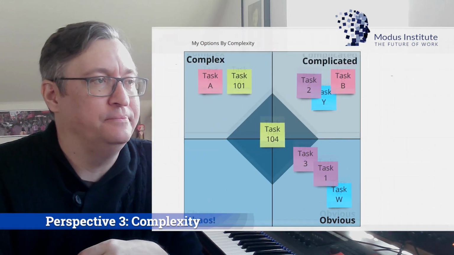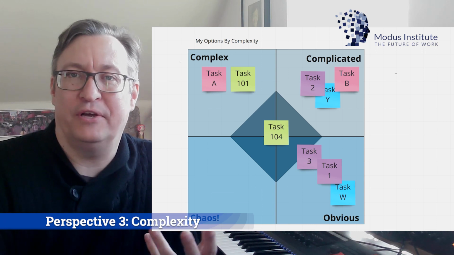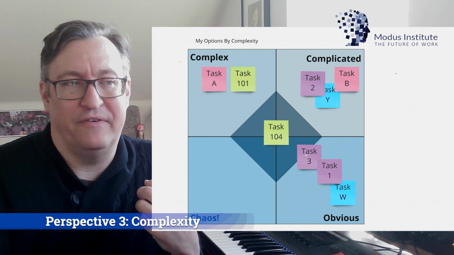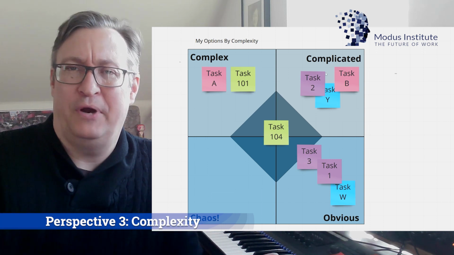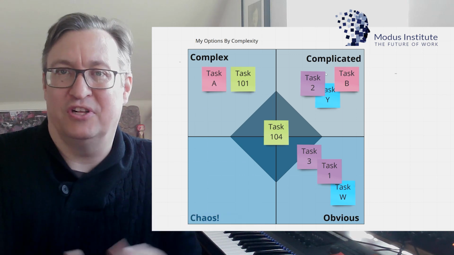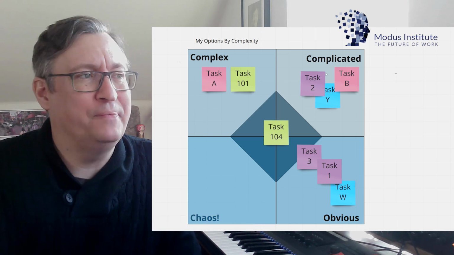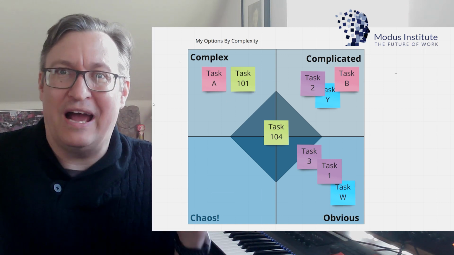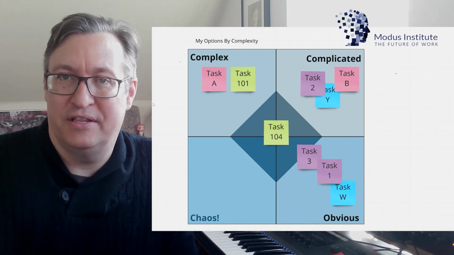Okay, number 3 is complexity. How complex is the work? The work that is obvious is just stuff that I can just do, I don't even have to think about it. Complicated, I have to prepare or provide some of my professional acumen for that. I might have to work with some other people. And then complex is, oh my God, this is really weird. I don't know what's happening. I need to work with others to get this done.